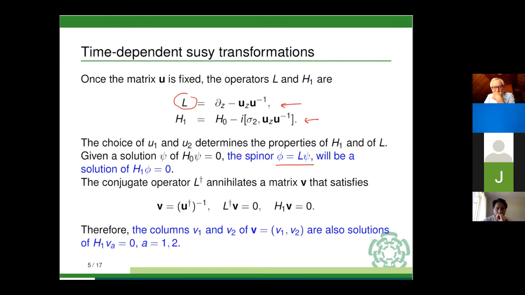Moreover, there is a missing state, an extra state of H1, encrypted in the matrix U. What we have to do is to find this matrix B, and once we find the matrix B, we take each column of this matrix, and each column will be a solution of the new system. So in two slides, this is the time-dependent SUSY transformation of Dirac equations.